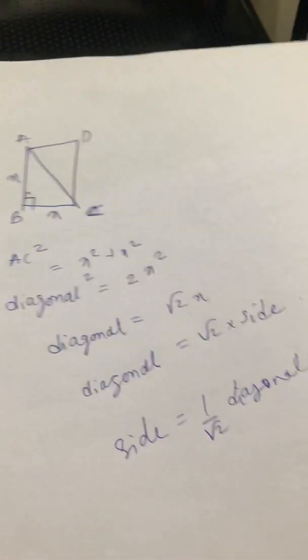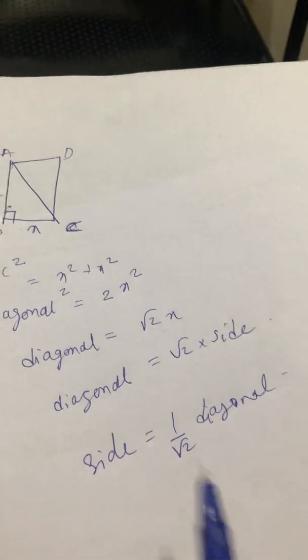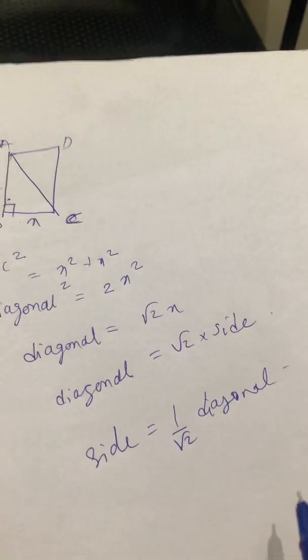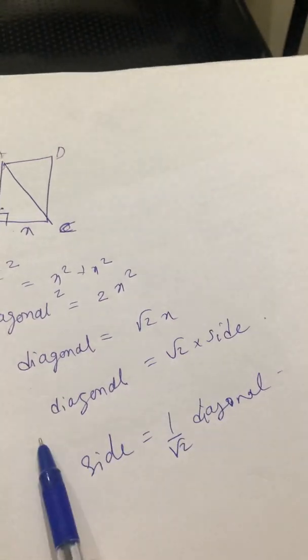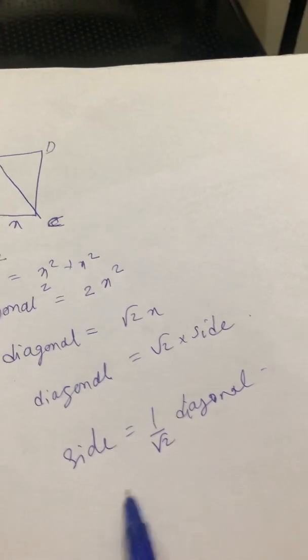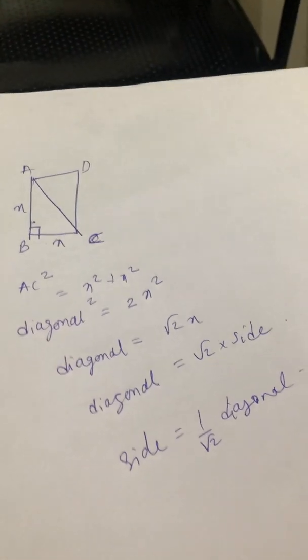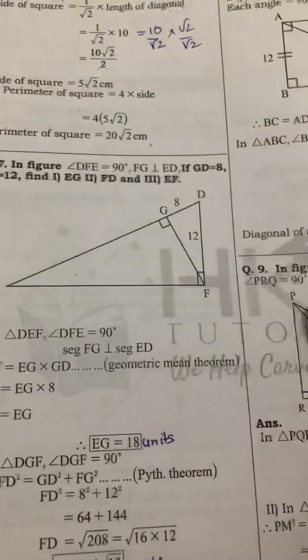So if you forget the formula in the exam, no need to panic. Just use this way and find out the answer. This root 2 will go here. It will become 1 upon root 2. That is how you have got this. Is that clear? Okay. So this is another method to solve this question. Let's move to the next one.